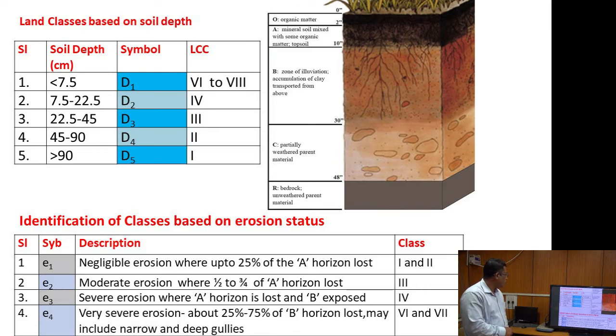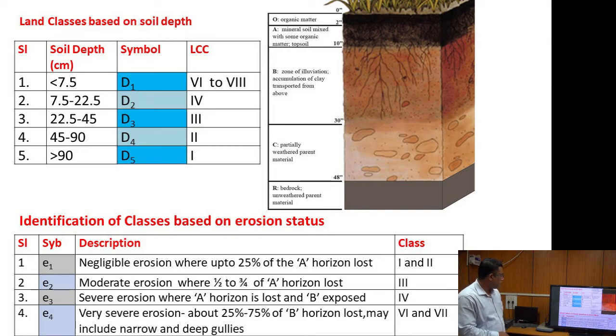If 22.5 to 45, D3, then class 3. If it is D2, class 4. And if it is less than 7.5, what does less than 7.5 practically mean? That means the substrata or the hard surface is being exposed. And if you don't have soil, topsoil, cultivation naturally is not possible. There what best you can do is you can plant some perennial tree or increase the productivity of the forest in such type of land. And class 6 to class 8 type of land fall under that category.